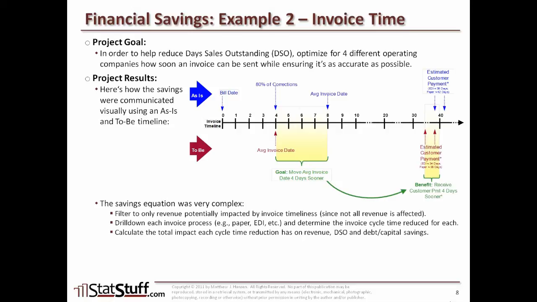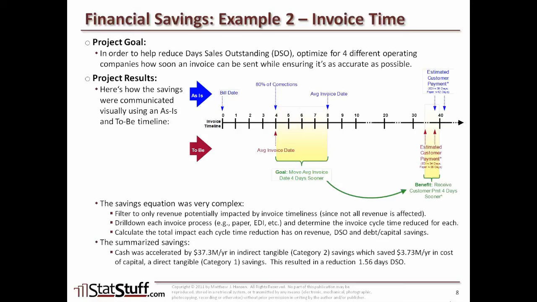So basically, to summarize the savings that we realized in this particular project, we accelerated the cash by about $37 million in indirect tangible, which is category 2 types of savings. That basically means about $37 million a year is what we accounted for the amount of that 4 days sooner and getting that cash sooner affected.